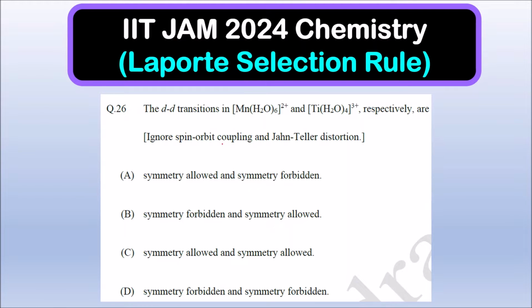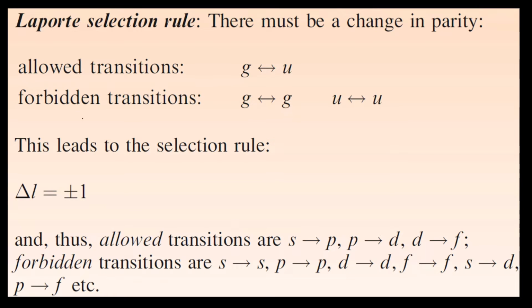Okay, so the question is about whether it is symmetry allowed or symmetry forbidden transitions. That is what we saw just now. It is based on the Laporte selection rule. What does the Laporte selection rule state? It states that delta L, that is the change in the azimuthal quantum number, should be plus or minus 1. Okay, so if you see a p orbital, what is it?